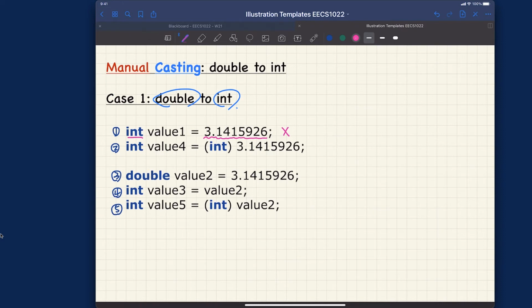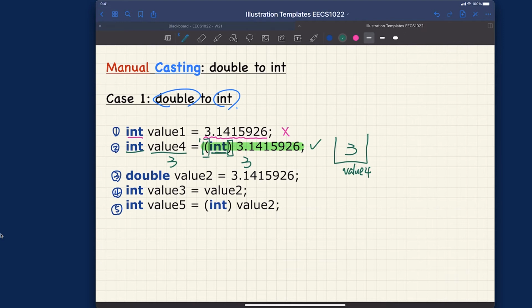Number 2 will compile, because after this explicit cast, you can see the opening parenthesis, closing parenthesis, and then we want to cast into integer. What this will do is extract just the integral part, or equivalently, remove the fractional part. So this part here will just give you 3. That means value 4, the variable of type integer, is going to store 3. So 1 is not okay, but 2 is okay.